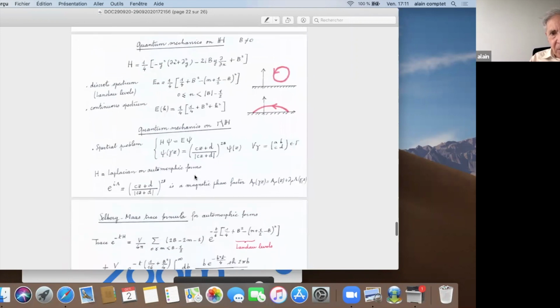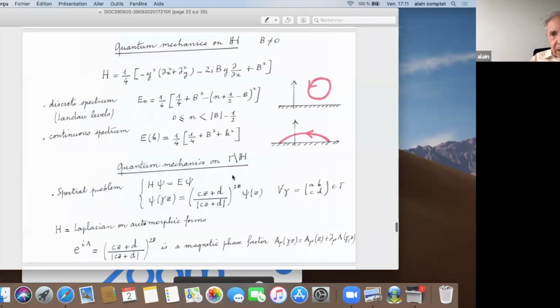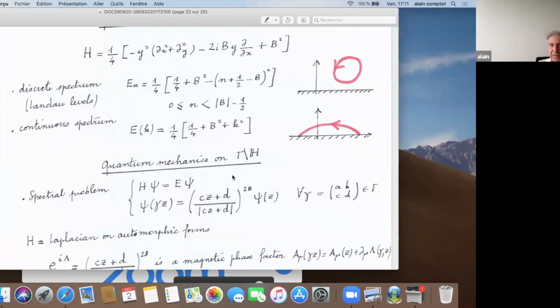This problem, if you look in the maths literature, is discussed under the name Laplacian on automorphic forms. In fact, the mathematicians didn't realize that. They studied this operator, but none of them realized that the good interpretation is that this is the Laplacian with a magnetic field. But all the maths were done properly, which is quite remarkable.